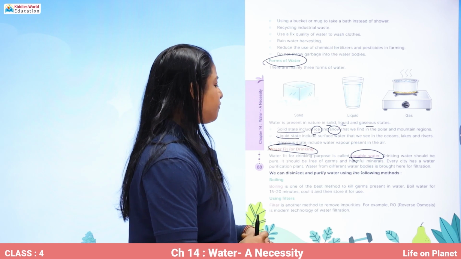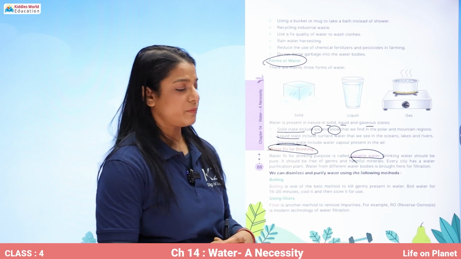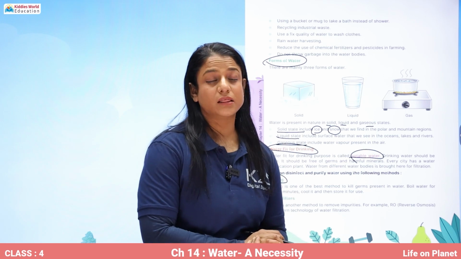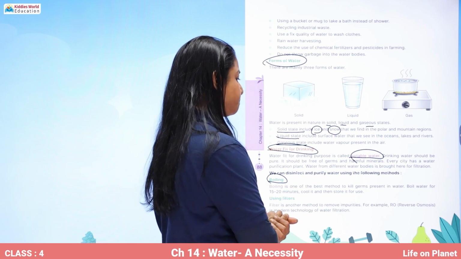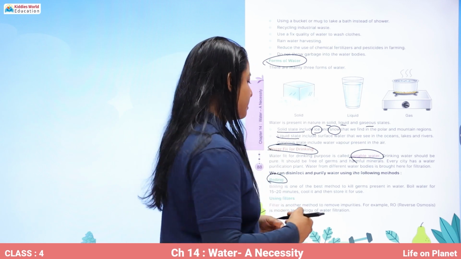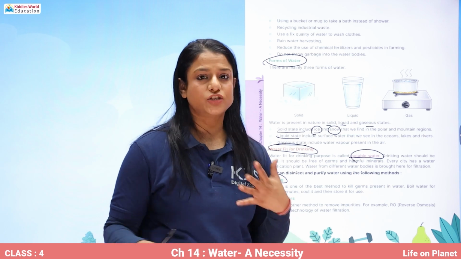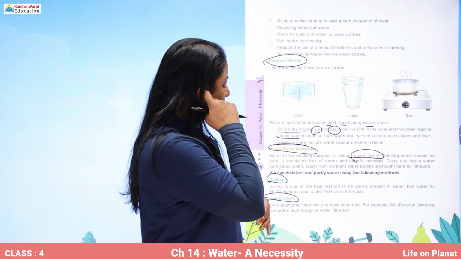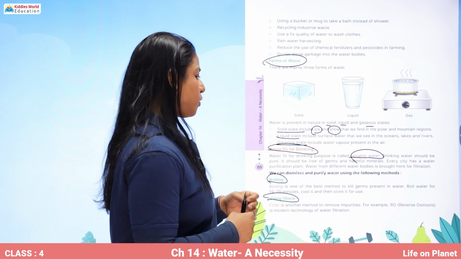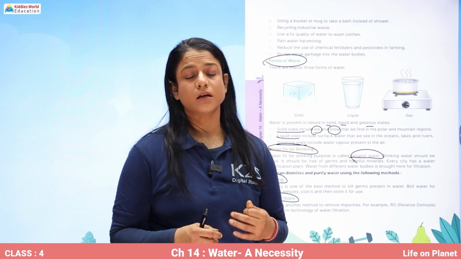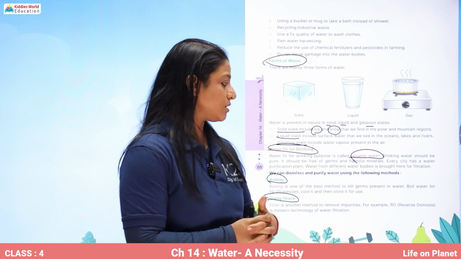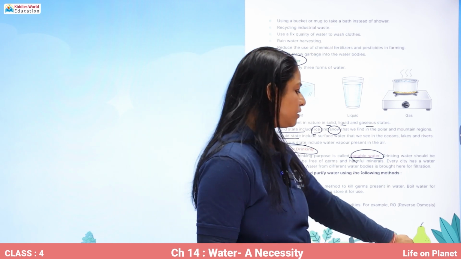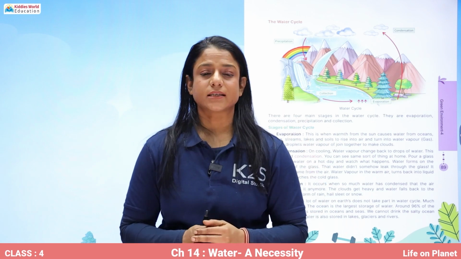Now we can disinfect and purify water using different methods. Number one is boiling. Boiling is one of the best methods to kill the germs and make the water germ free. Boil water for 15 to 20 minutes, then cool it immediately and store it. Now, using filters. A filter is another method to remove impurities. For example, RO systems. Many households have RO systems, that is reverse osmosis, and that's the modern technology of water filtration.